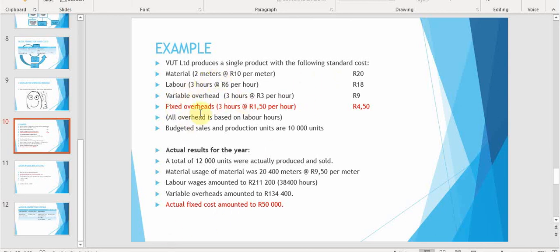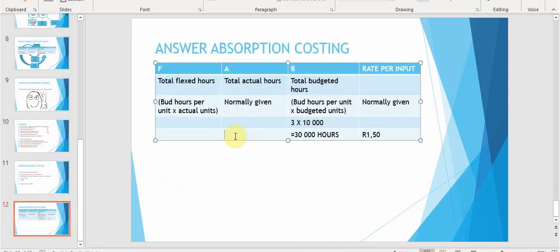The actual hours should not be difficult to figure out because all the overheads are based on your labor hours, and the actual labor hours were 38,400. So that one is normally given, I can just go and fill it out. It is 38,400 hours.